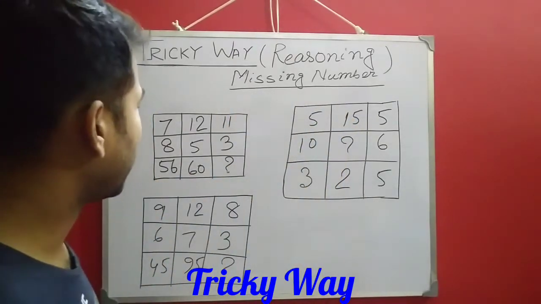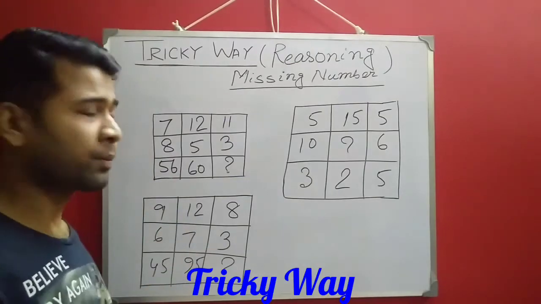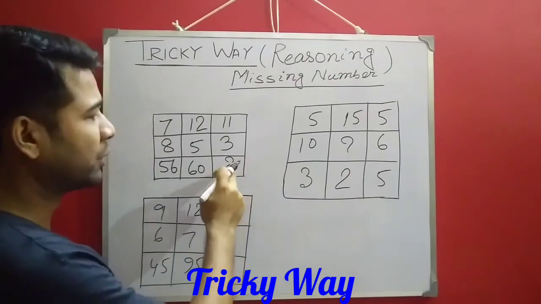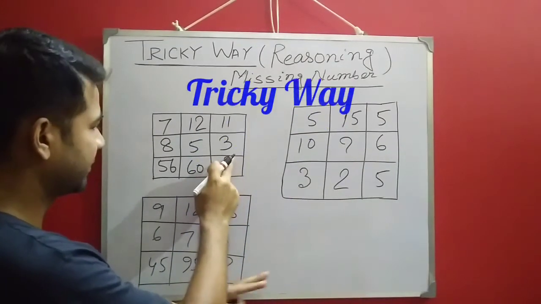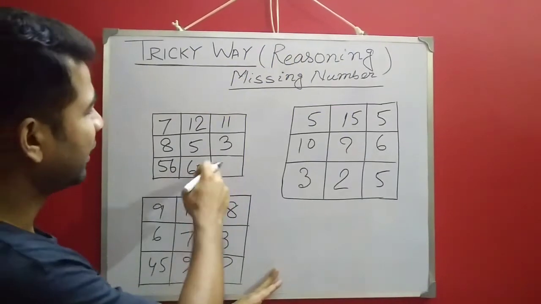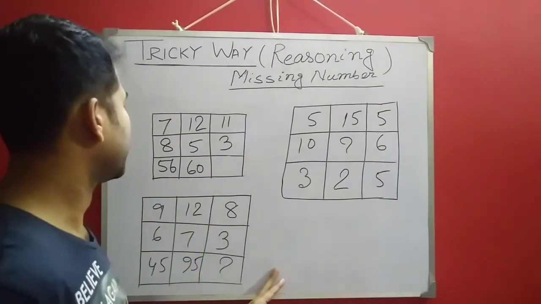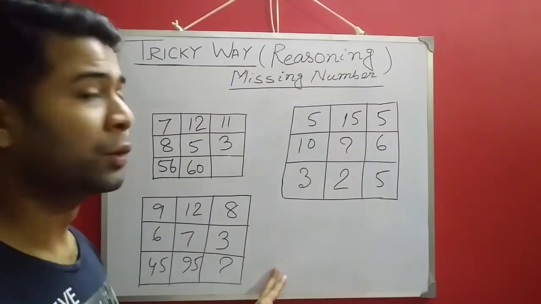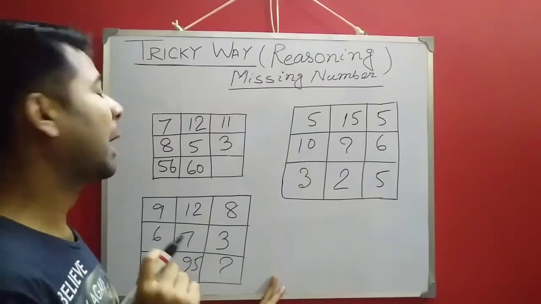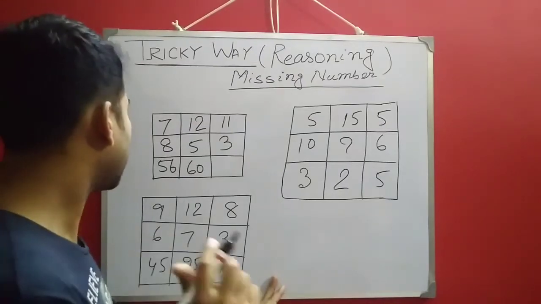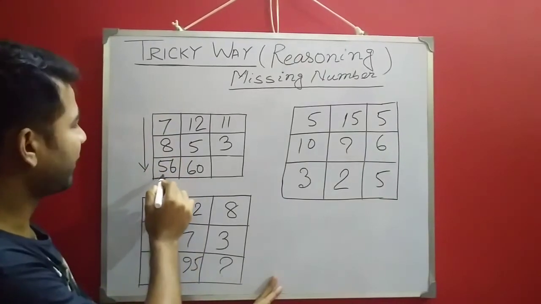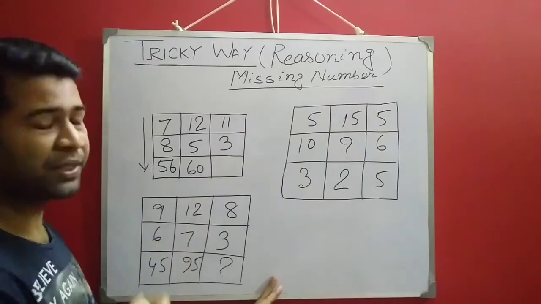In these reasoning problems, we first look for the blank value. Blank value means this value, and we have to put the value here. So at first we have to check the biggest number. The biggest number appearing here is 56, and next is 60.